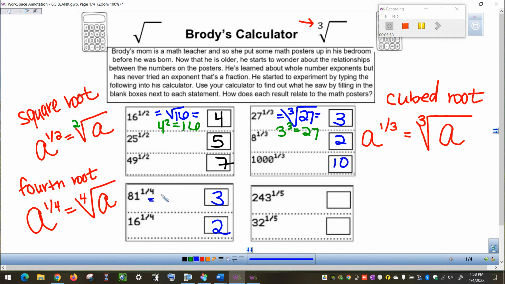So for the 81 to the 1/4, we can rewrite it with the symbol looking like this. We just have a little 4 in front of that root symbol. And the connection with the numbers going the other direction is that 3 to the 4th is equal to 81.